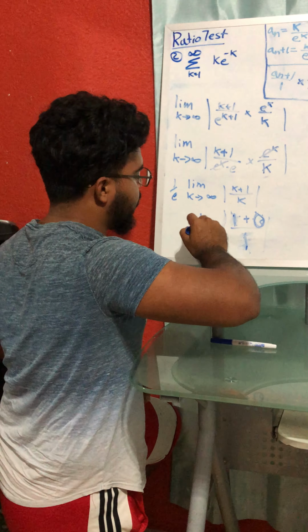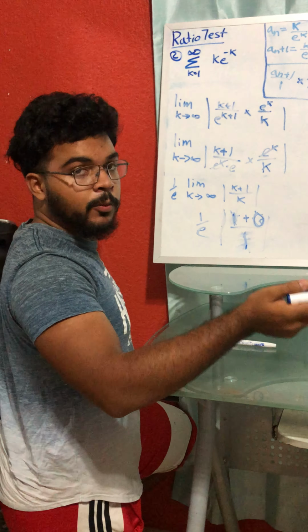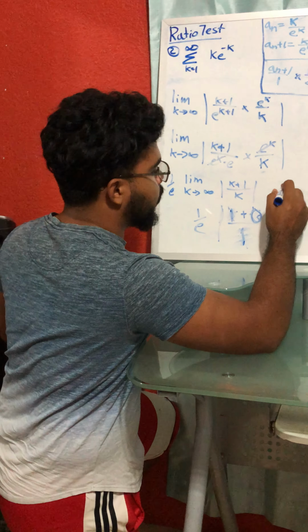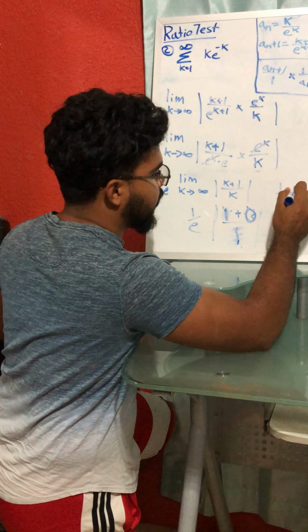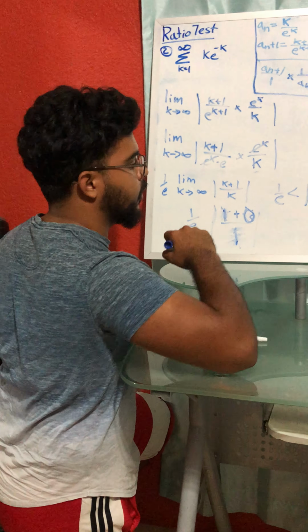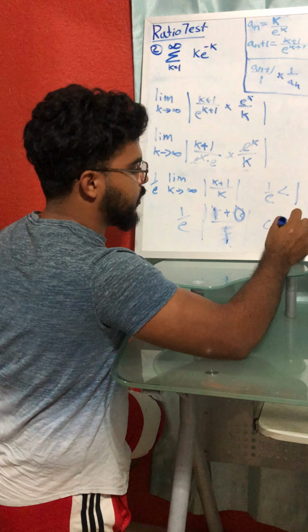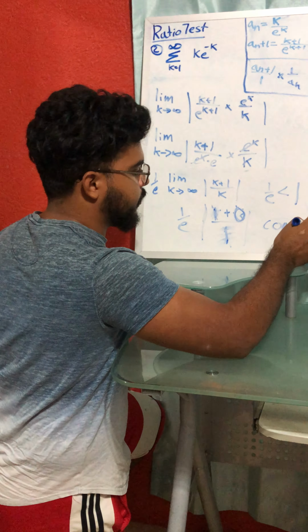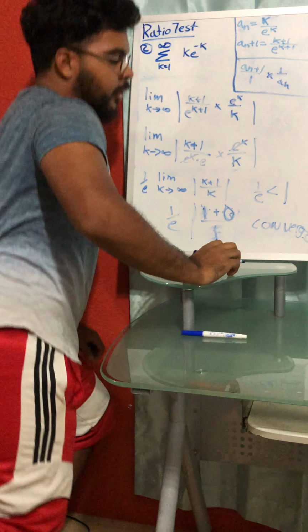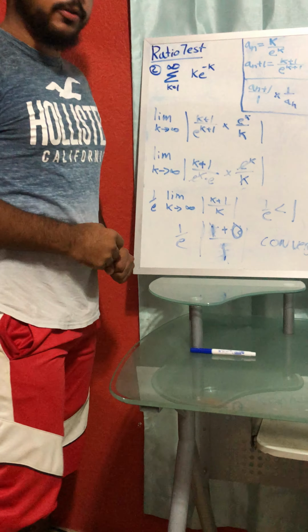And this 1 over e times 1 is just 1 over e, and we know that 1 over e is less than 1, so that means that it converges. So that is the ratio test.